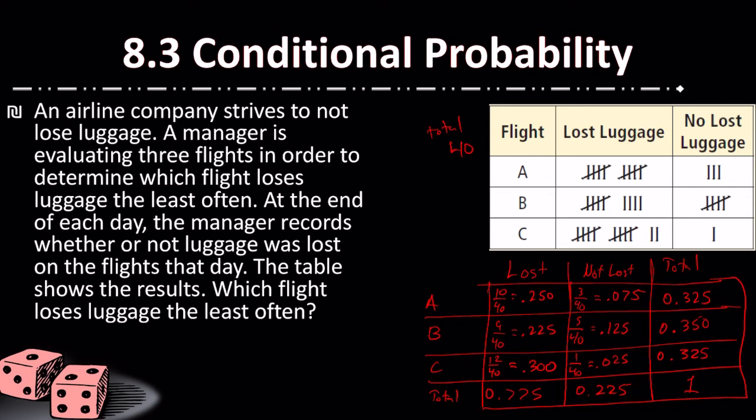We want to find out which flight loses luggage the least often. So the probability that it's not lost, given that it's flight A, would be the probability that it's A and not lost over the probability of A, because it's the second one. So A and not lost is 0.075. The probability of A is 0.325, which if I divide those, I get 0.231.